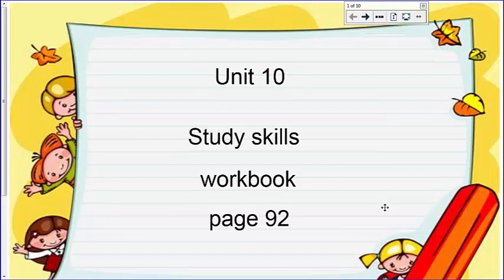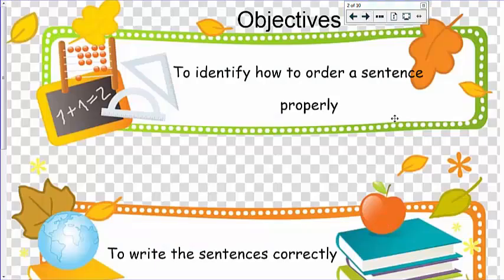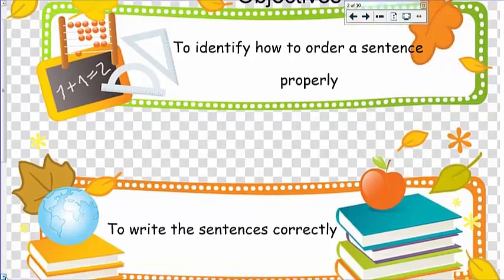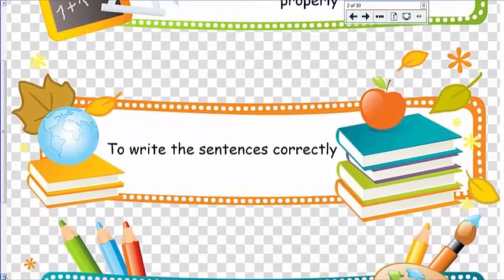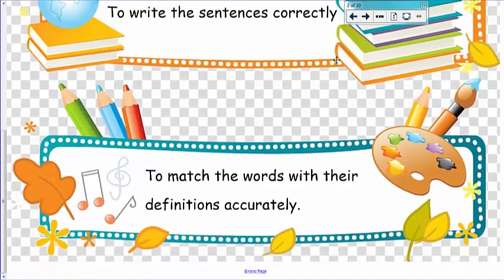Unit 10, but this time we are going to talk about study skills in your workbook, page 92. Before we start talking about the exercises, let's talk about the objectives of this lesson: to identify how to order a sentence properly, to write the sentences correctly, and to match the words with their definitions accurately.